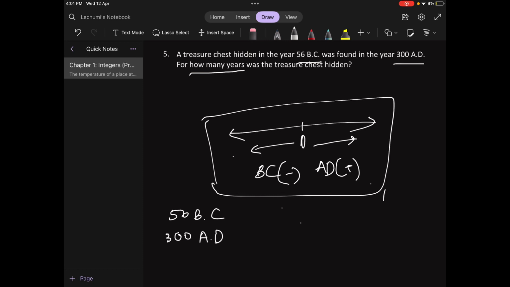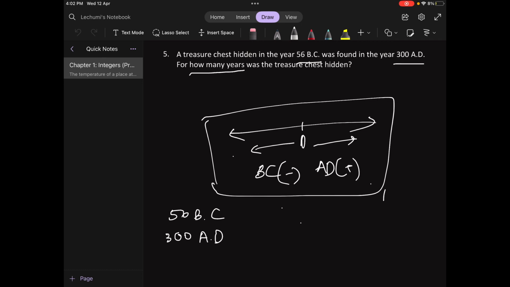Now we are going to see the duration. So if it's a normal duration, for example, I'm giving an example. 2016, there was a robbery. Then 2018, the robber was caught. So how many years did the search for the robber go on? What will you do? You just take 2018 minus 2016. As simple as that. You take the larger number and then you subtract it by the smaller number. We're going to do the exact same thing here.